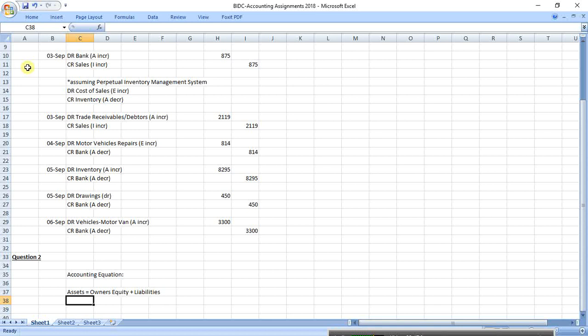because owner's equity is 4. What is owner's equity? Capital, drawings, and income and expenses, profit or loss.